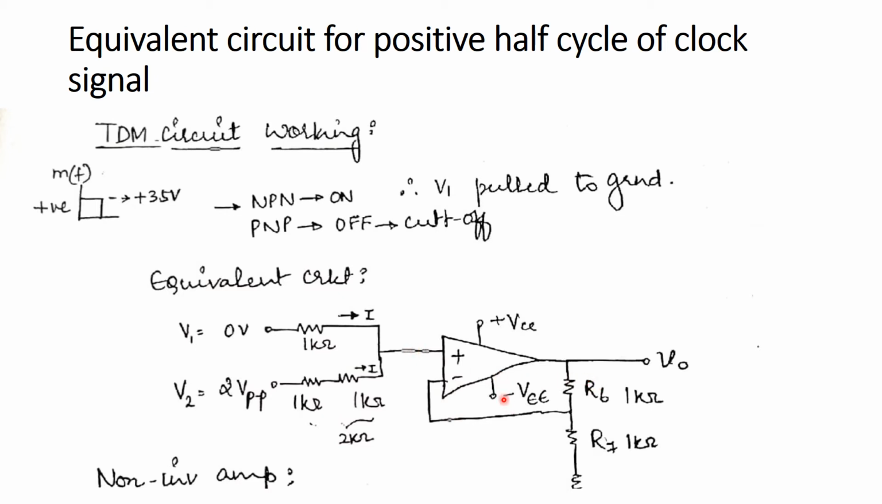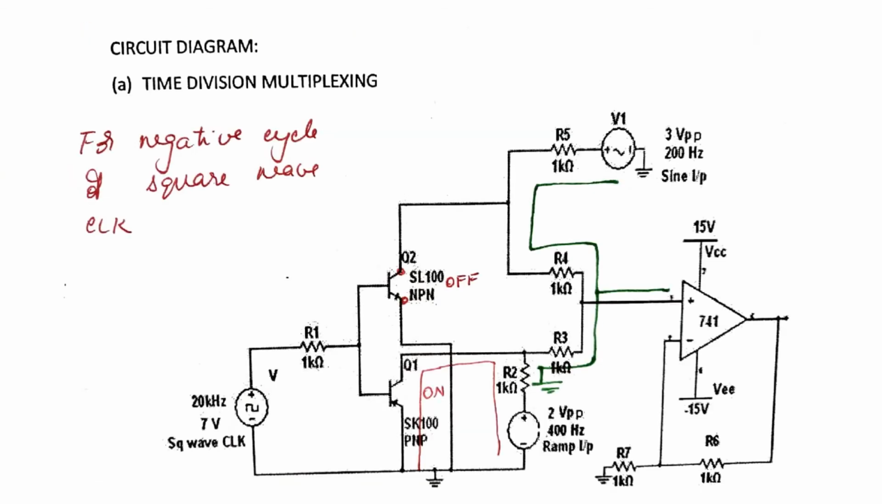So V0 is equal to the gain into Vin. To find the gain, we have the formula 1 plus RF by R1. RF for us is the feedback resistance here, which is R6, and the input resistance will be R7. So the gain will be 1 plus R6 by R7 into Vin.